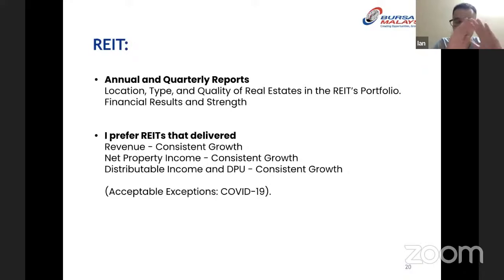Once we get to know the property portfolio inside the REIT, the next thing that we will do as an investor is to check out the financial results of the REIT itself. Okay, just now I said financial results of the property. Now that depends. Here's a trick, guys. Here's a trick that I will use.